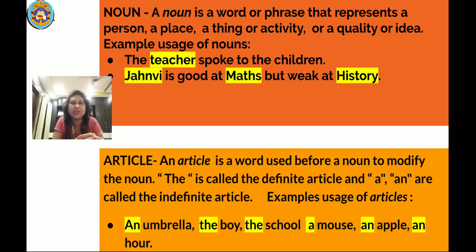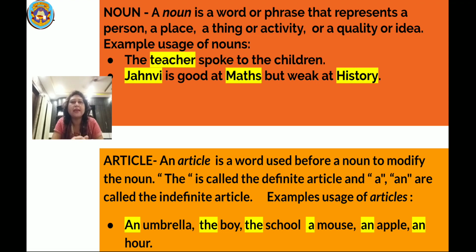So the word teacher is what? Is a noun, okay. Who spoke? The teacher spoke. Okay, then we have Janvi. Second example, you can see Janvi is good at maths but weak at history. So here the words Janvi, maths and history are called nouns.